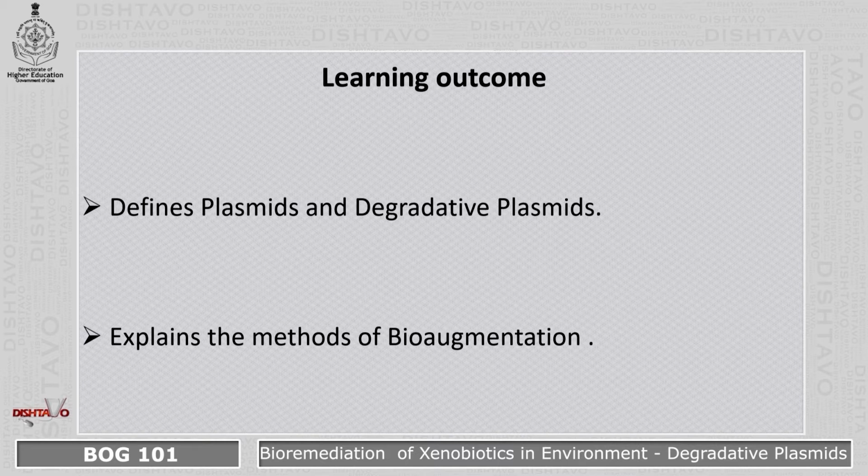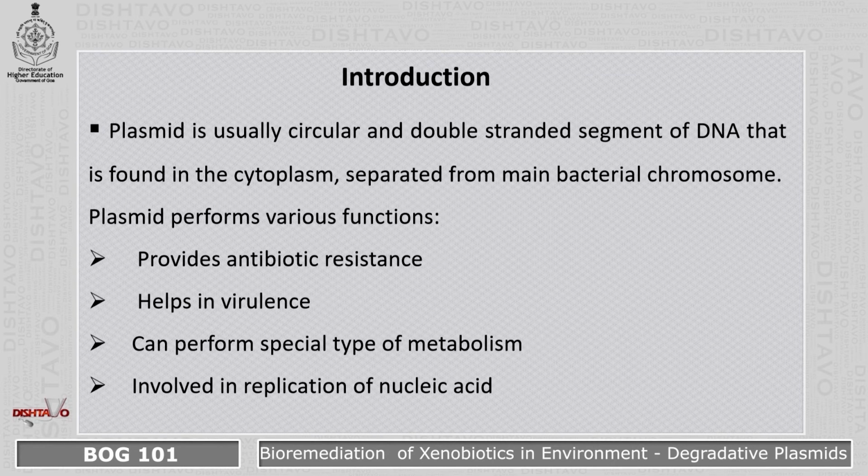Learning outcome. Once we finish this module, you will be able to define plasmids and degradative plasmids, and explain the methods of bioaugmentation. Introduction. Plasmid is usually a circular and double-stranded segment of DNA that is found in the cytoplasm, separated from the main bacterial chromosome. Plasmids can perform various functions, such as providing antibiotic resistance, helping in virulence, performing very special types of metabolism, and they are also involved in replication of nucleic acid.